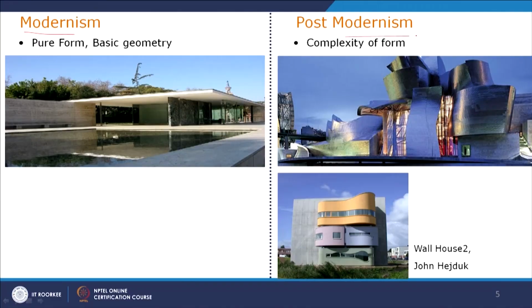So now the difference between modernism and postmodernism, we will discuss this, modernism on this side and postmodernism on the other side. So there was a pure form and basic geometry in modernism. This is the building we have discussed in the internationalist movement. This is the Barcelona Pavilion by Mies van der Rohe, a pavilion for Germany designed in Barcelona. So here, and also in the Farnsworth House and the Johnson House, we have seen pure form, which is cuboid, and rectilinear forms are there.